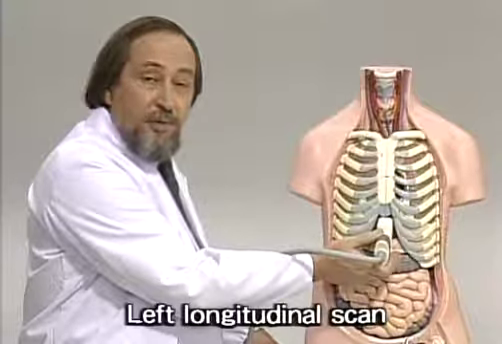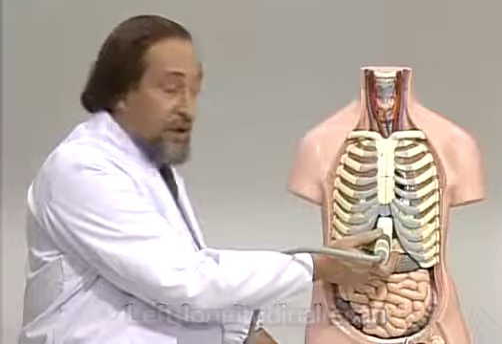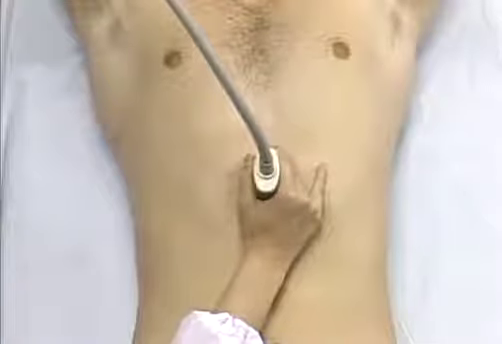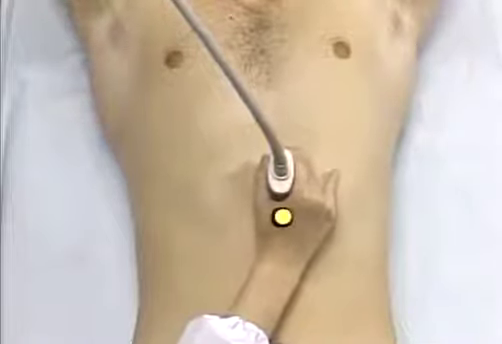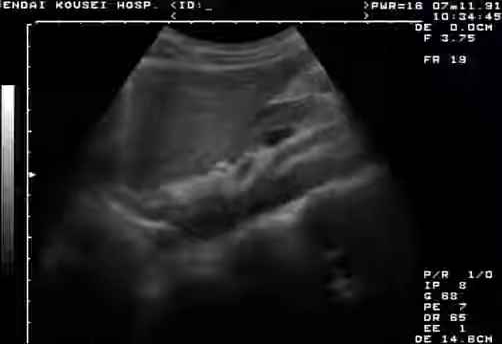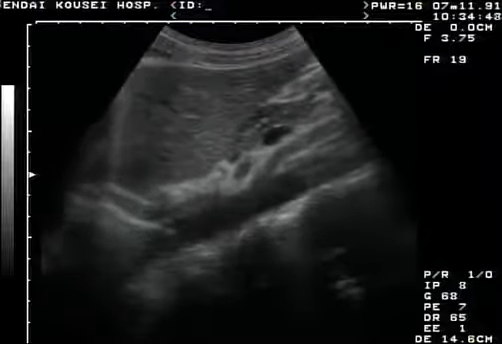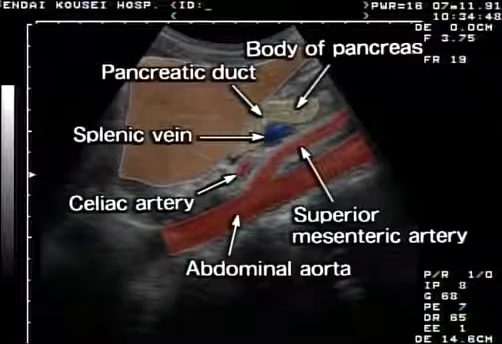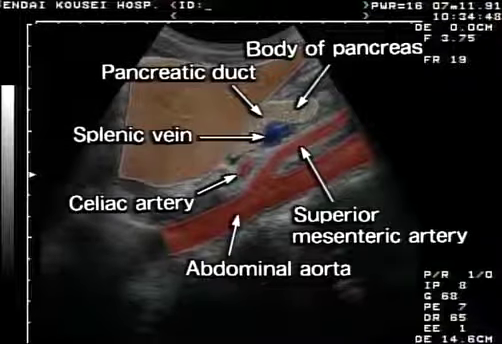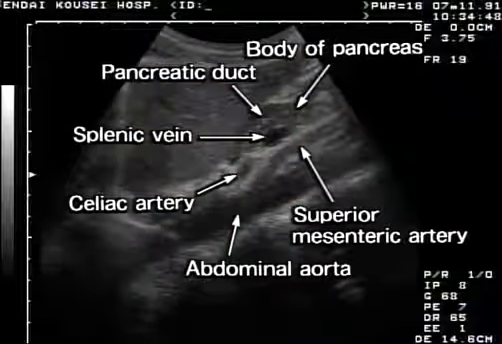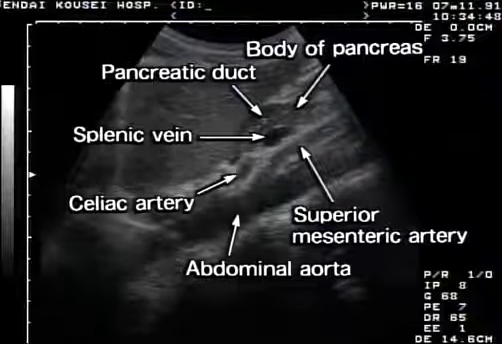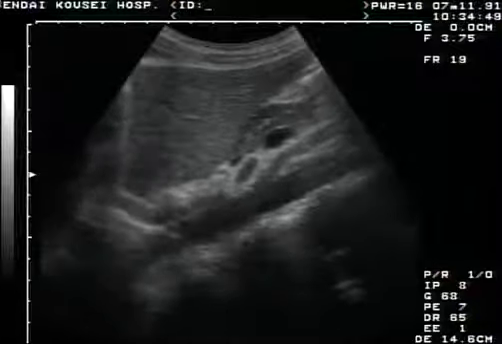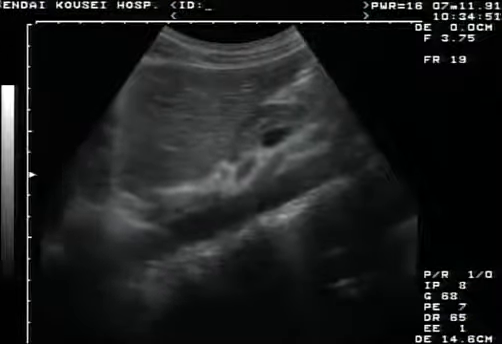Now, move the probe from the center of the epigastrium slightly rightwards. This plane shows the longitudinal images of the abdominal aorta, the celiac artery bifurcating from the abdominal aorta, and the superior mesenteric artery, and also transverse images of the body of the pancreas, pancreatic duct, splenic vein, and the stomach.